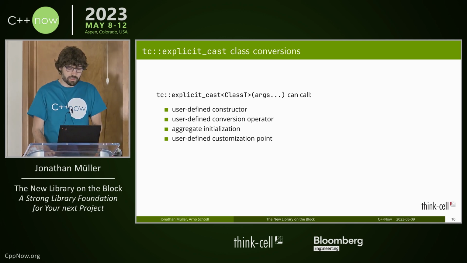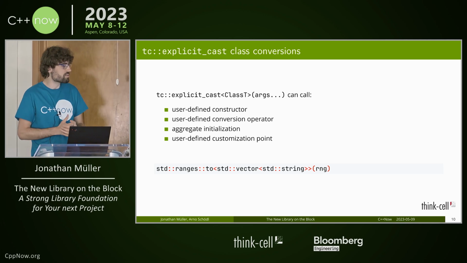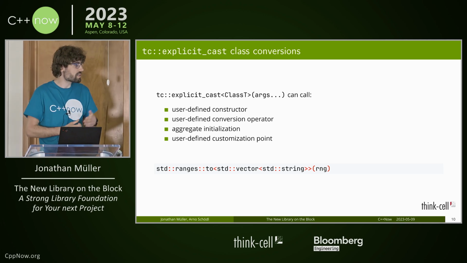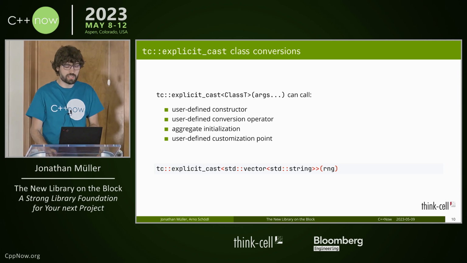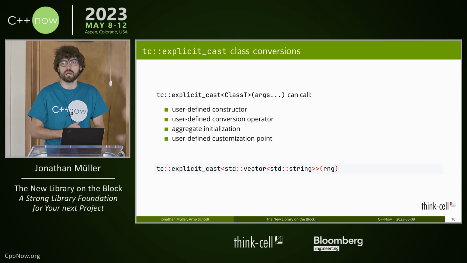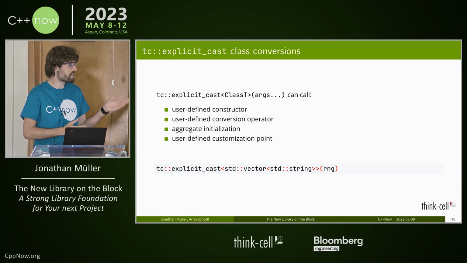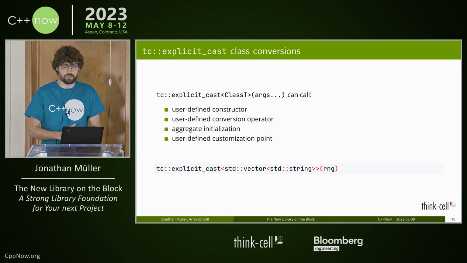For example, with std ranges, you can convert a range to a vector of string by calling std ranges to. At Thinkcell, we were able to do that before using explicit cast. So whenever we want to add a constructor to a standard library type, we can add that support to explicit cast to do the conversion.